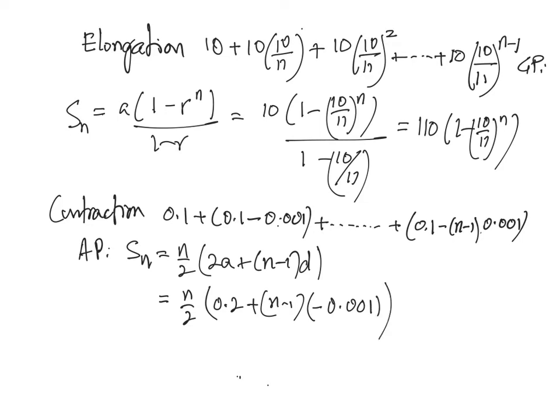Simplify. n over 2, 0.2 minus 0.001n plus 0.001.